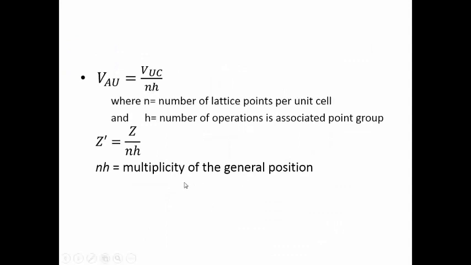We can calculate the volume of the asymmetric unit from the volume of the unit cell, and we have to take into consideration both the number of lattice points and the number of operations. You can actually see this when you look at it, and the Z prime gives you the number of molecules in the asymmetric unit. So you take the number of molecules in the whole system, and then you divide it by the multiplicity of the general position, which is n times h, the number of lattice points times the number of operations.